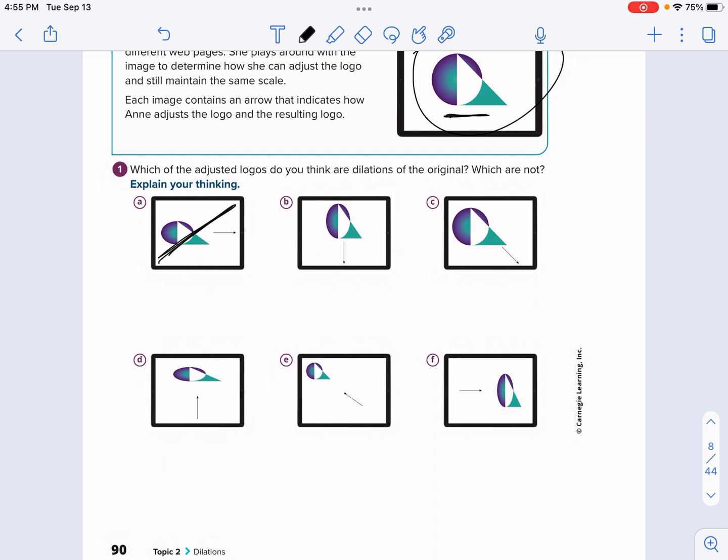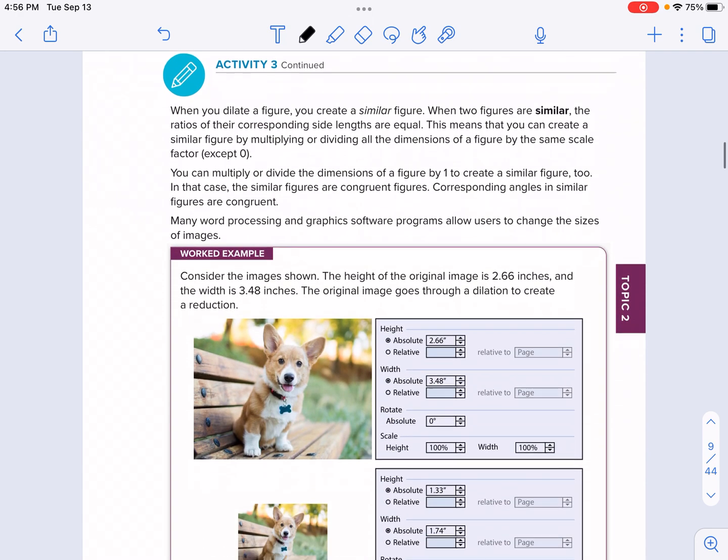This one, nope, it is too wide compared to the original. This one, nope, we have a vertical stretch that's happening. C is correct. If we drag it in this downward right location, that looks good. D, nope. E works out. And then F, no, we're stretching it horizontally, it's too skinny for its width. All right, anyways. Moving on to the next page.